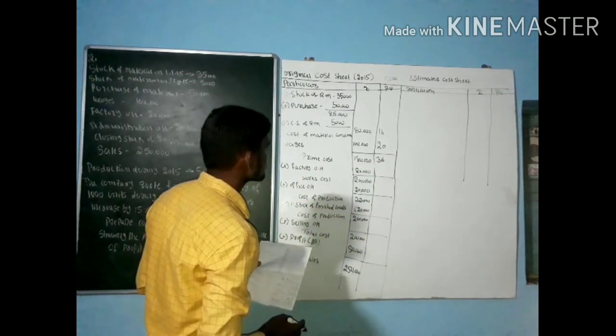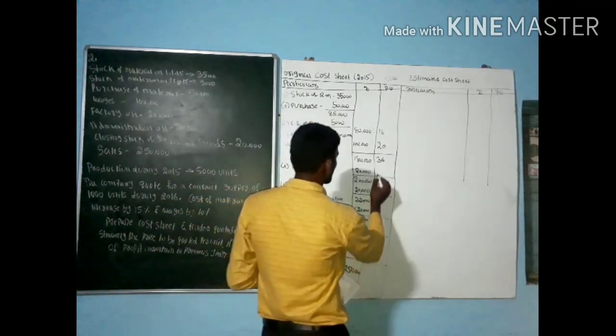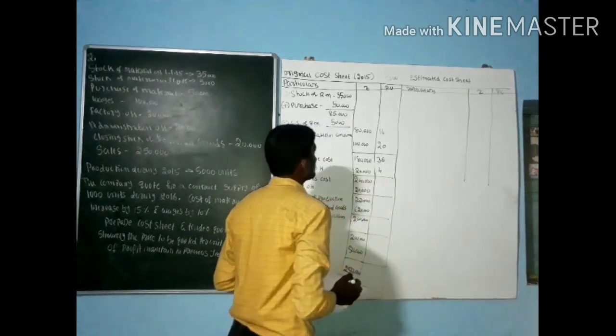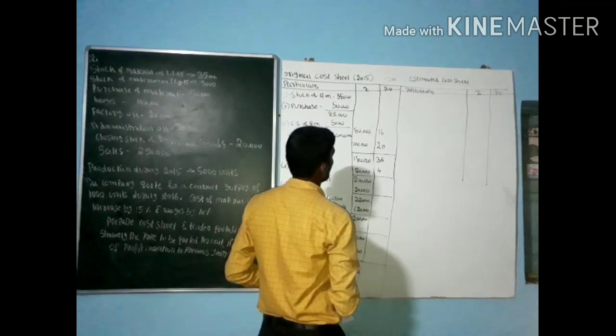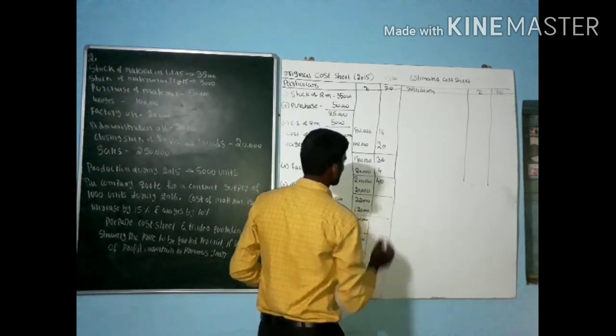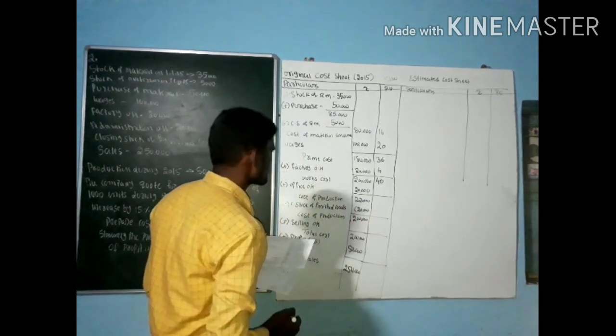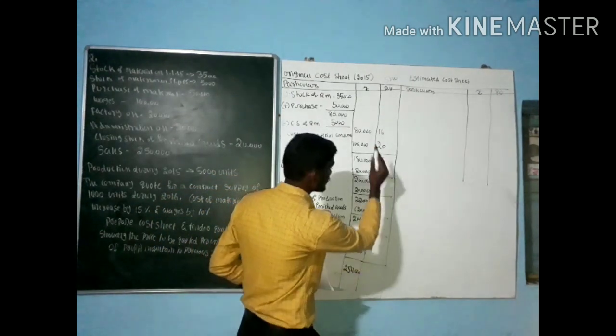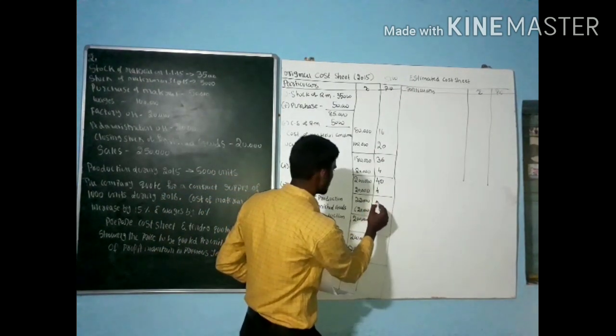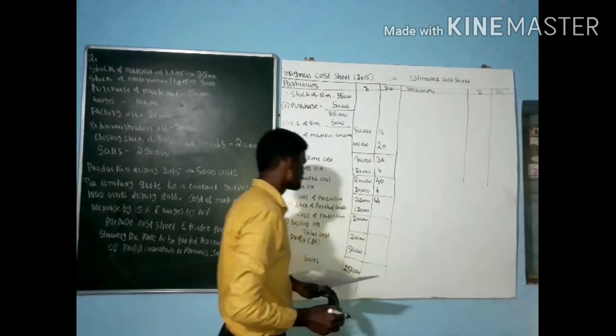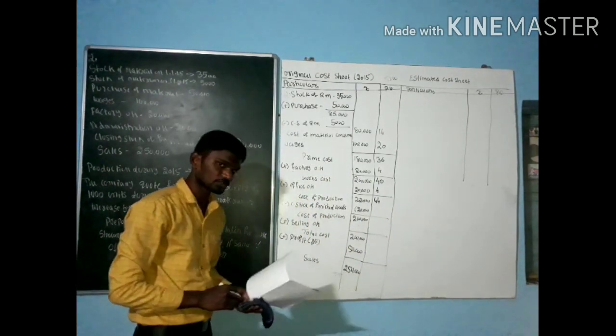Factory overhead 20,000 divided by 5,000, we are getting 4 rupees. 2 lakh divided by 5,000, that is 40 rupees. Again 20,000 divided by 5,000 units, that is 4. So the total is 44 rupees. That is the cost of production.